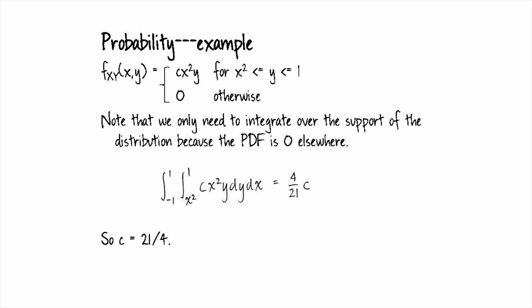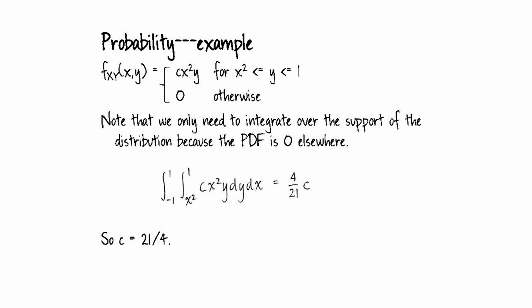Now, note that we only need to integrate that function over the support of the distribution. We don't need to integrate it over the entire xy plane, because outside of that support, the PDF is equal to 0. Okay?